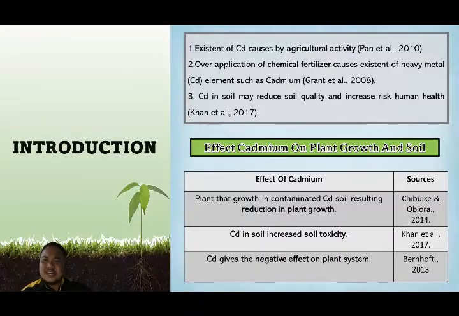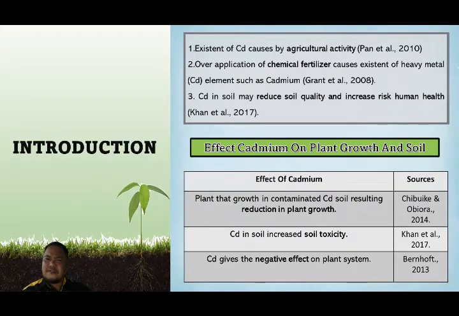In recent years, the existence of cadmium in soil has increased, which is caused by agriculture activity. One of the factors that contributed to the existence of this heavy metal element is the over application of chemical fertilizer. According to Khan et al. 2017, the existence of cadmium in soil will reduce soil quality and increase the risk to human health.